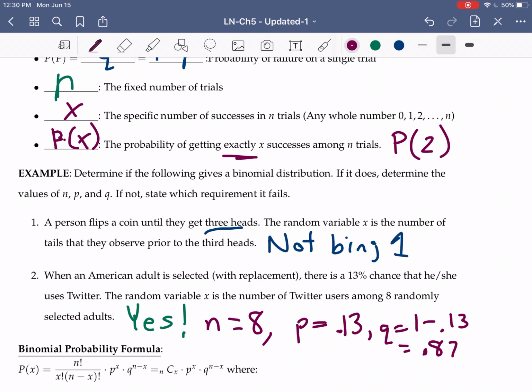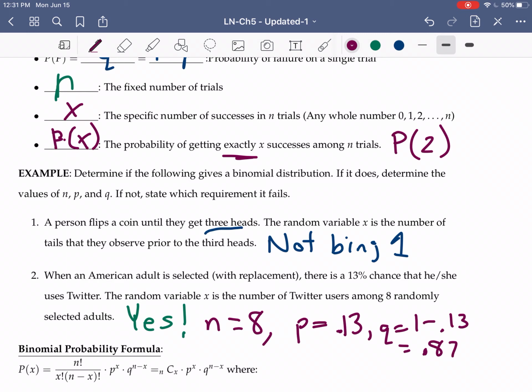So we have a fixed number of trials. The trials are independent. If one person uses Twitter, then when we randomly select another person, they are no more or less likely to use Twitter. So we have independence. Every person either uses Twitter or they do not use Twitter. And then the probability of success is equal from trial to trial.